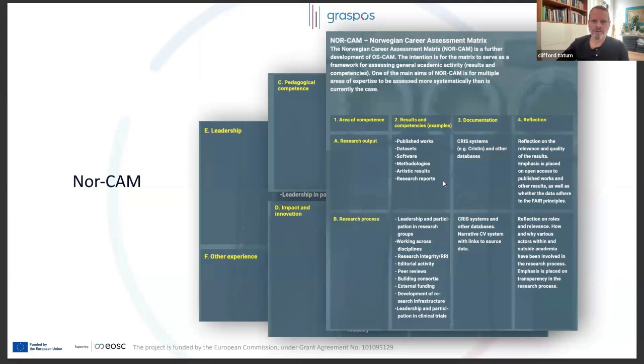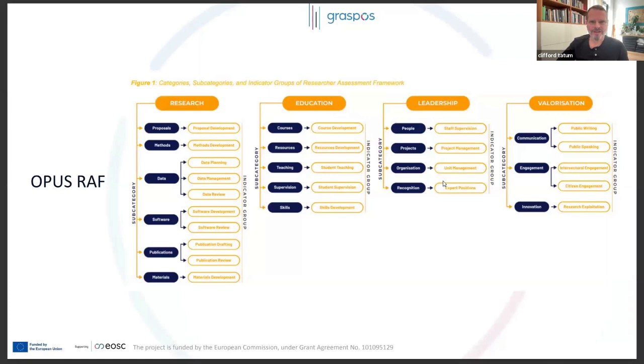The NORCAM, or Norwegian Career Assessment Framework, builds on this idea, contextualizing it for their values and interests, and also adding in tools and databases and other elements of their research community. Next. And the next framework also builds on the work done before them, both of these and other resources. It is the OPUS Research Assessment Framework. OPUS is a sister project to GraspOS, and they've done a nice job in distilling this into a taxonomy of contributions that can be either open or not, but it's divided into research, education, leadership, and valorization.